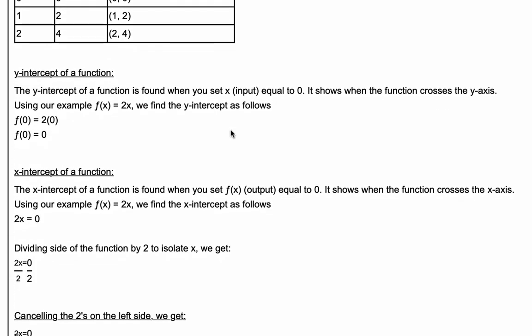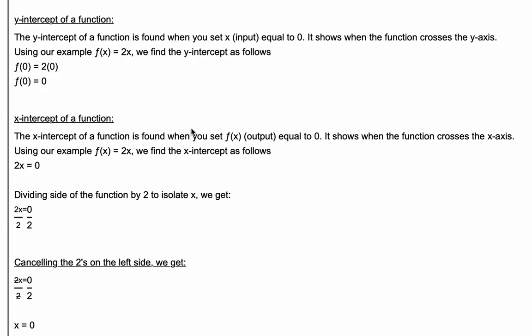So next, let's look at the intercepts of a function. The y-intercept of a function is found when you set x, which is the input, equal to 0. And the y-intercept shows us when the function crosses the y-axis on the graph. If we use our example f of x equals 2x, we find the y-intercept as follows. F of 0, because we're setting our input to 0, equals 2 times 0. F of 0 is 0. Therefore, the y-intercept of this function, f of x equals 2x, is 0.